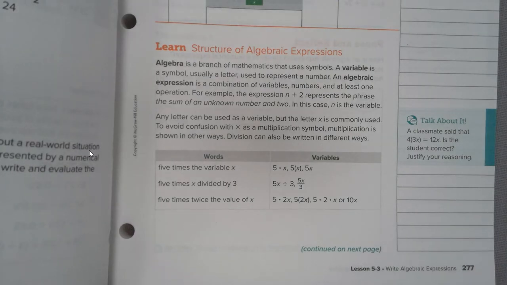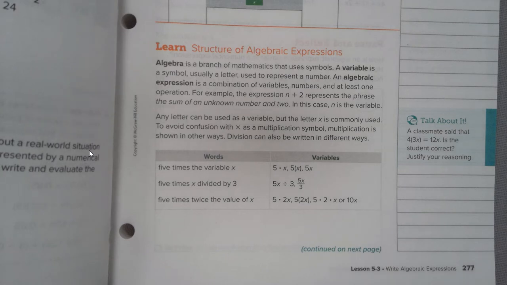An algebraic expression is a combination of variables, numbers, and at least one operation. For example, the expression n plus 2 represents the phrase the sum of an unknown number and 2. In this case, n is the variable. Any letter can be used as a variable, but the letter x is commonly used. To avoid confusion with x as a multiplication symbol, multiplication is shown in other ways.